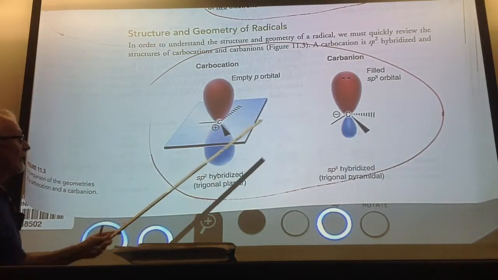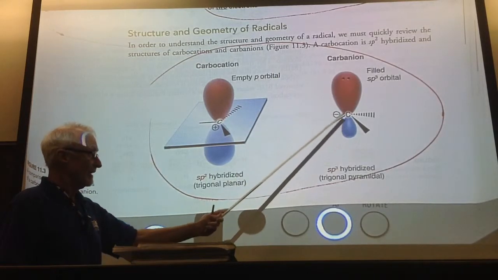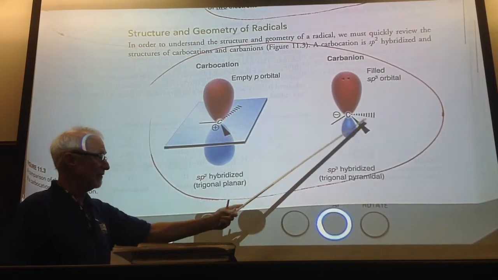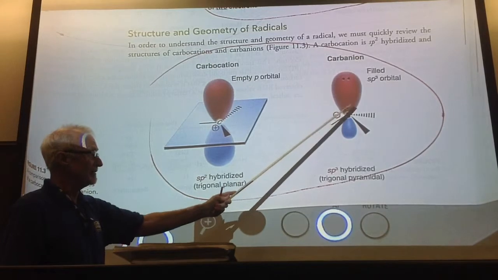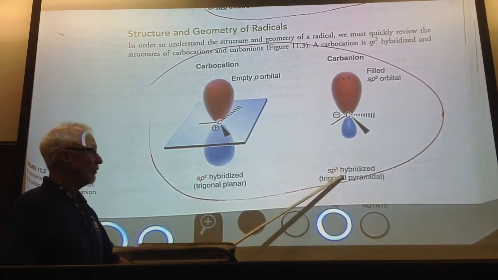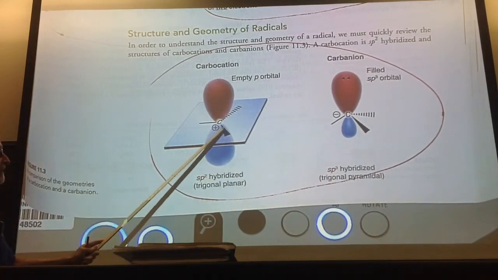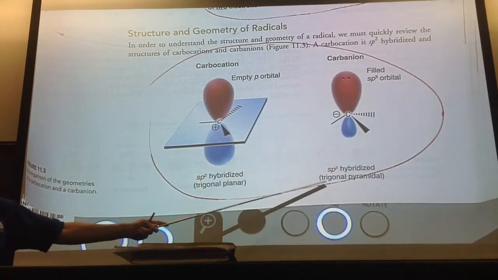And then you can have what's called a carbanion, which we'll study next semester. This carbon has 3 single bonds and a lone pair. So this hybridization is sp3. This is not flat, this is three-dimensional, this is flat. So we'll talk about this next semester.